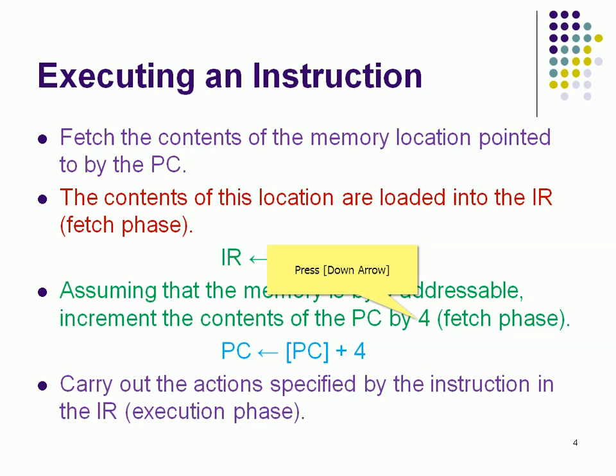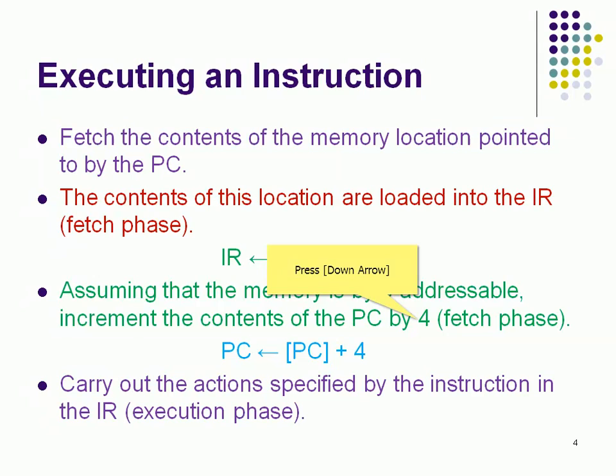Then carry out the actions specified by the instruction in the IR, the execution phase. That is the fetch phase: the instruction is brought into the CPU and it is in the IR. Now that phase is complete, so the execution phase will commence. So carry out the actions specified by the instruction. The instruction contains the operation and operands, right? For example, add a comma b, as I told. So add is an arithmetic operation, a comma b are the operands, right? Those actions are specified by the instruction in the IR. So that is the execution phase.